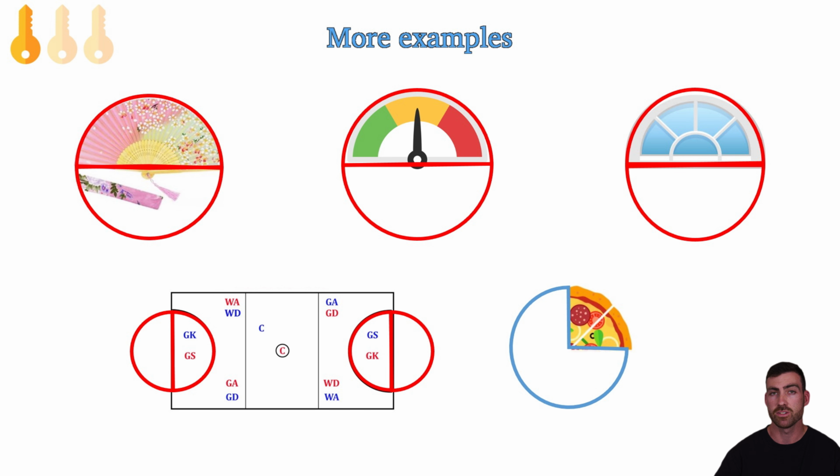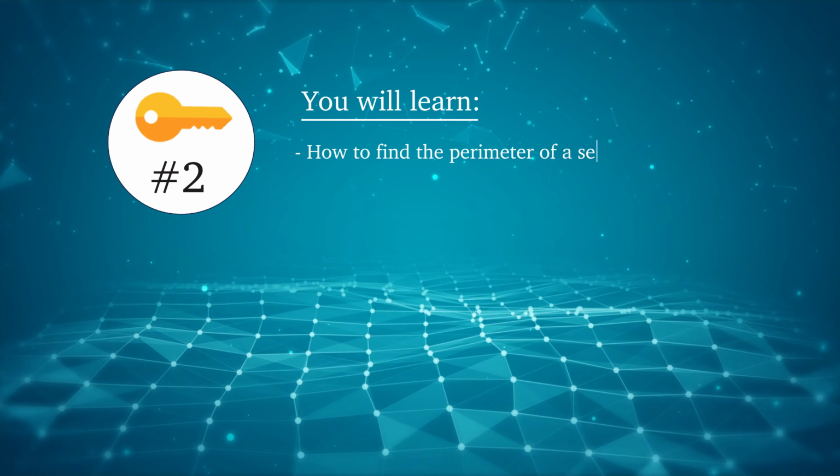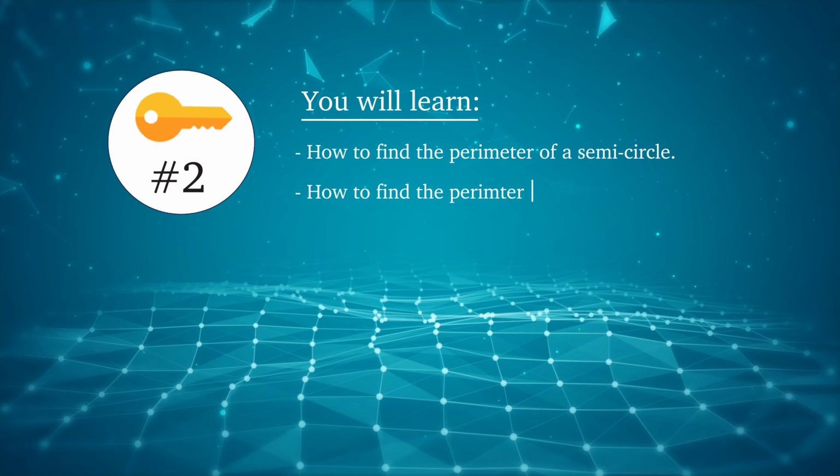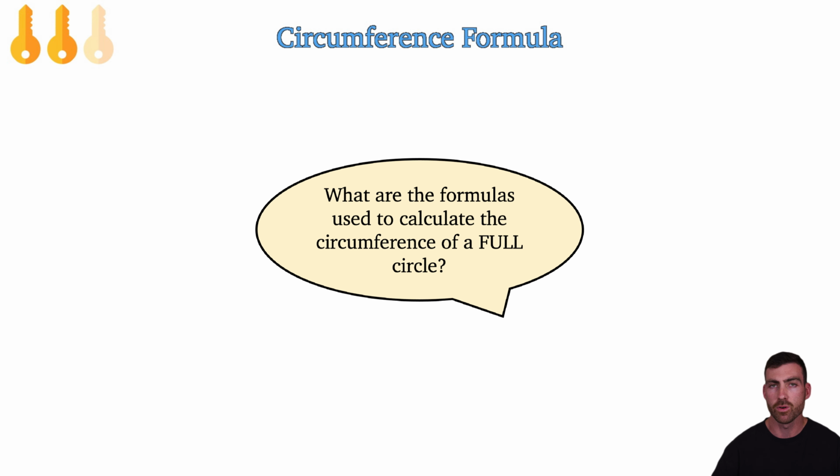However, it doesn't just stop there. We can apply this to every other real-life object that makes up part of a circle. In this section, you will learn how to find the perimeter of a semicircle and how to find the perimeter of a quadrant.